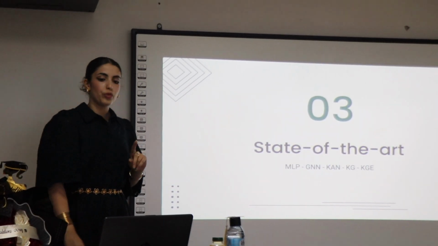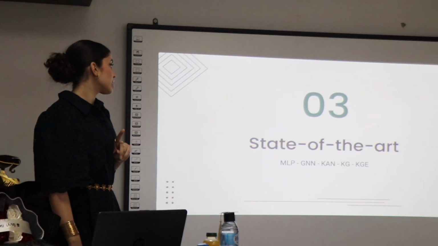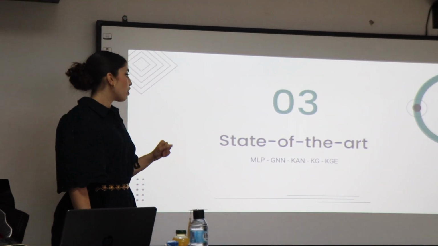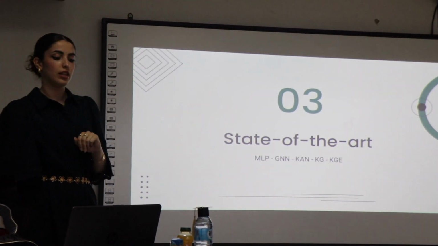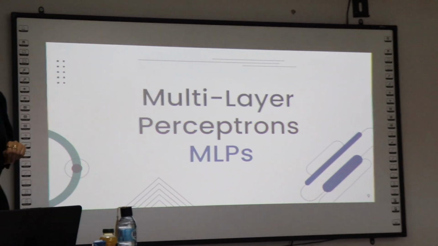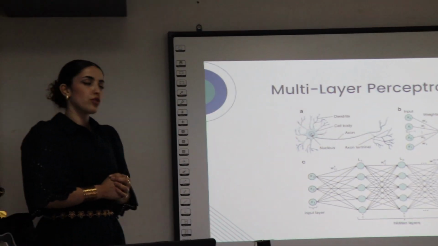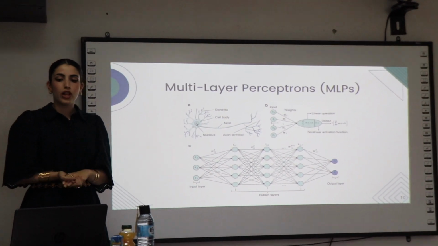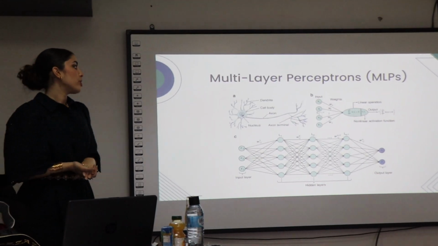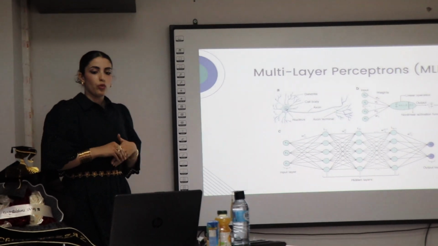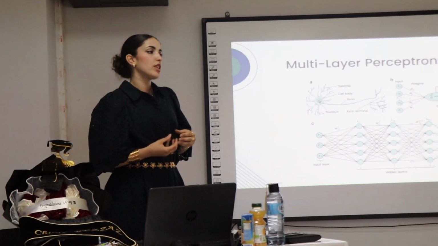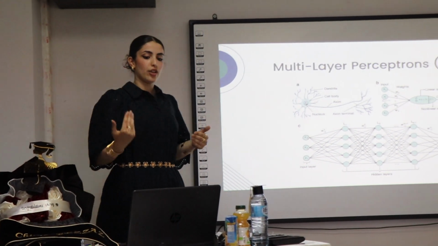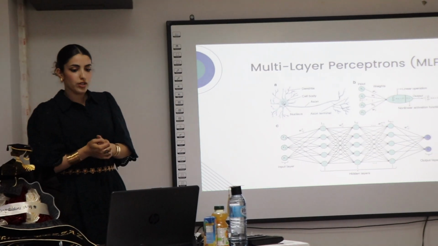In this section, we will examine existing approaches that include multilayer perceptrons, graph neural networks, Kolmogorov-Arnold networks, and key concepts in knowledge graph embeddings. Let's start with multilayer perceptrons, or MLPs, one of the foundational models in neural architectures. MLPs are inspired by biological neurons, where each neuron in the network receives input, processes it, and produces an output that can trigger the next layer of neurons.